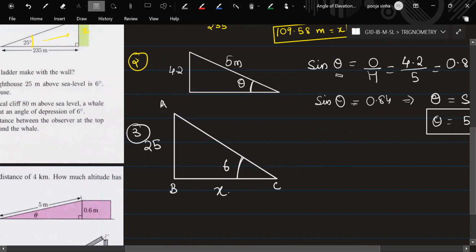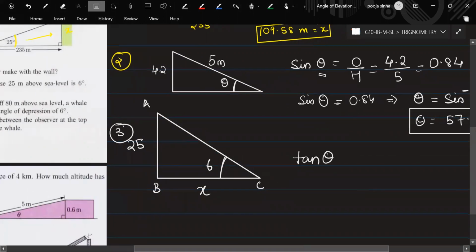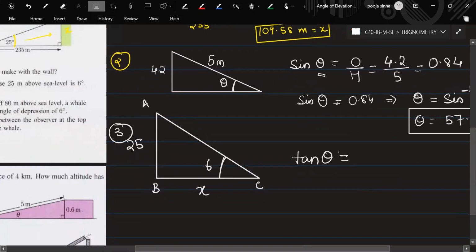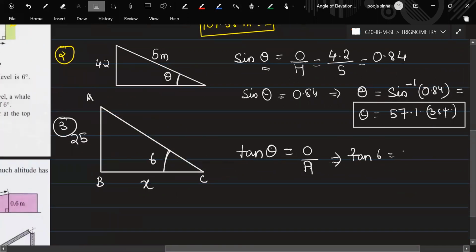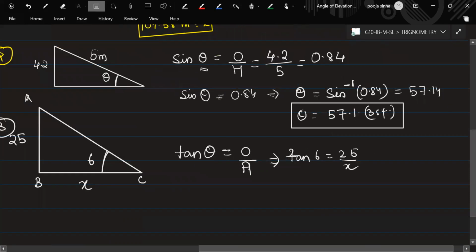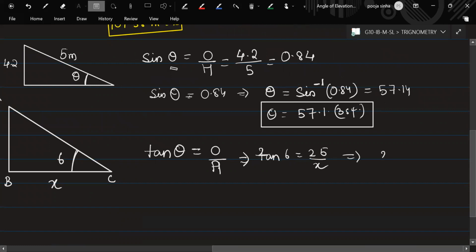So here you have O and A, so you'll use tan. Let's write, tan theta is equal to how much? Tan theta is O upon A. Opposite upon hypotenuse? No, Miss. Then O upon A, which is opposite upon adjacent. Yes, Miss. So then we have tan 6 equals 25 upon X, which means now we have X equals 25 upon tan 6.